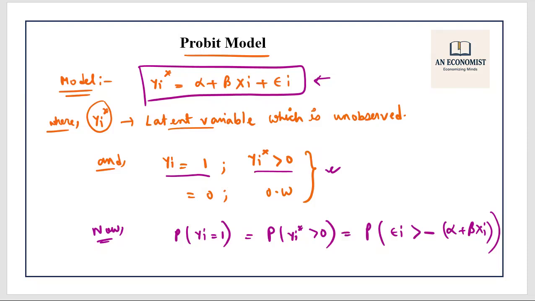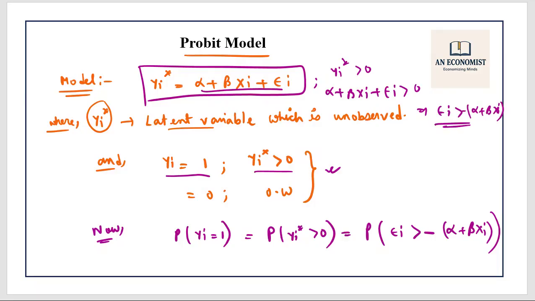Epsilon i will be strictly. So let me show you if you still have any doubts. So yi star greater than 0 means what? This entire expression, alpha plus beta xi plus epsilon i, is strictly greater than 0, which basically means epsilon i has to be greater than minus of alpha plus beta xi. So that is what I have written here. I'm just rewriting the expression, changing the sides only, nothing else.